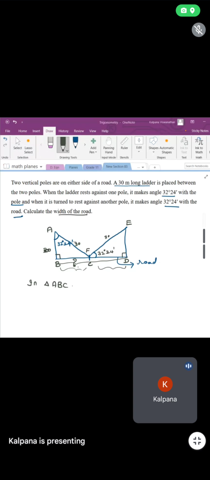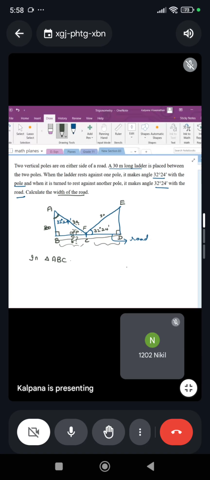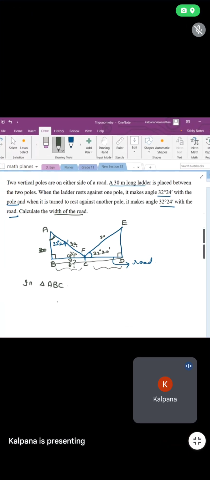See, opposite to theta. Here the theta is formed. So opposite to theta is our opposite. This is the opposite side, isn't it? Opposite is the question, where hypotenuse is known. Opposite is the question asked and hypotenuse is what is given. Known and unknown. So which ratio should I take? Opposite by hypotenuse is what? Sine. Okay. So sine 32 degree 24.